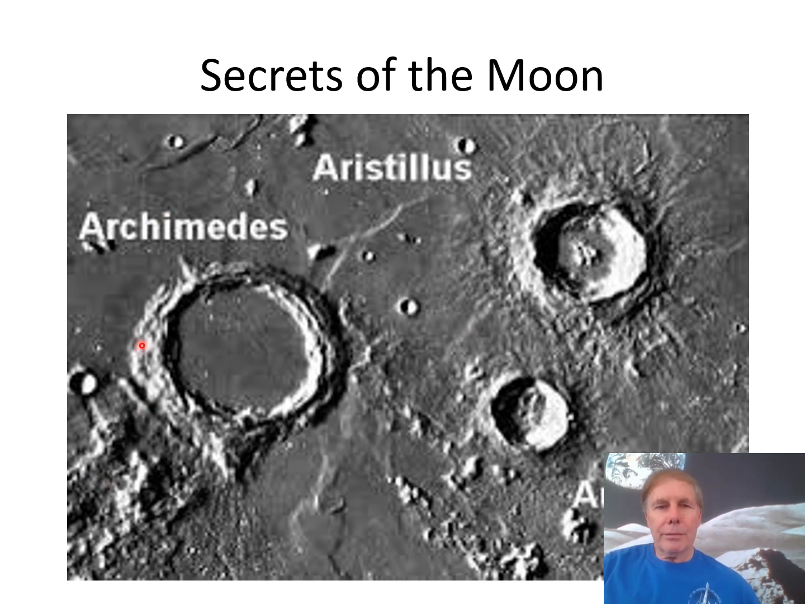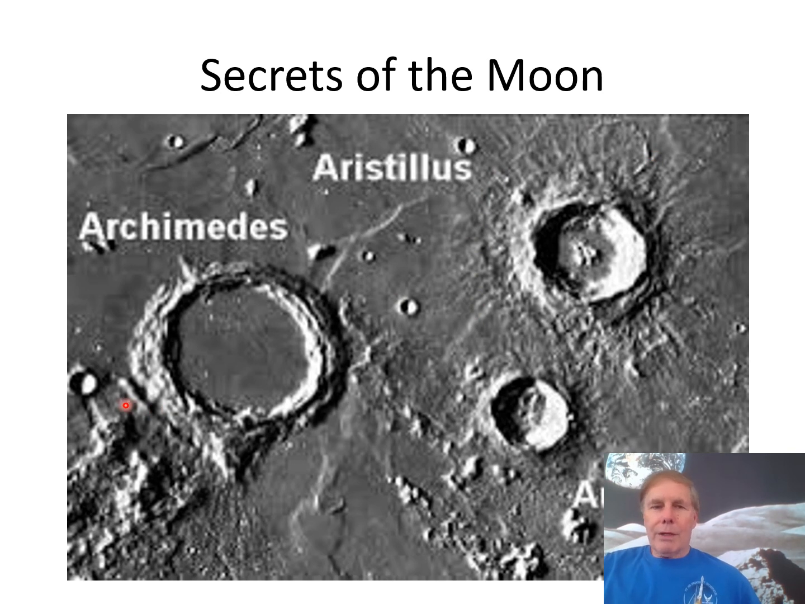That means that Archimedes' impact must have occurred before the Mare material did. And notice the Mare material actually seeped into Archimedes itself and destroyed most of the interior features, including these central peaks that I was telling you about before. So why did Aristillus retain its ejecta blanket? Because Aristillus came after the Mare region did, and so its survival actually was assured.